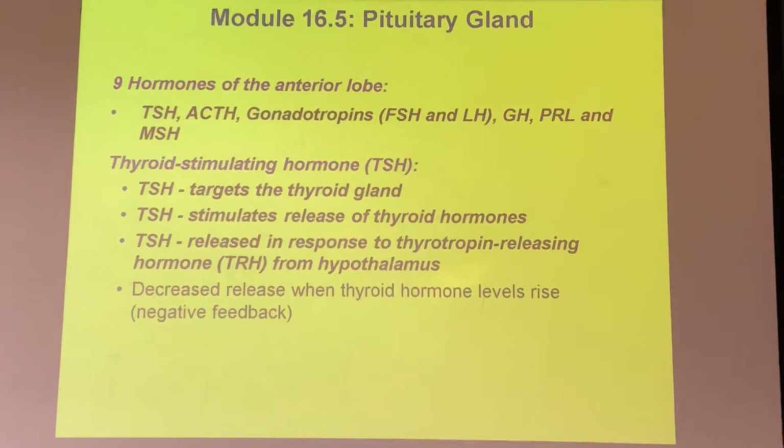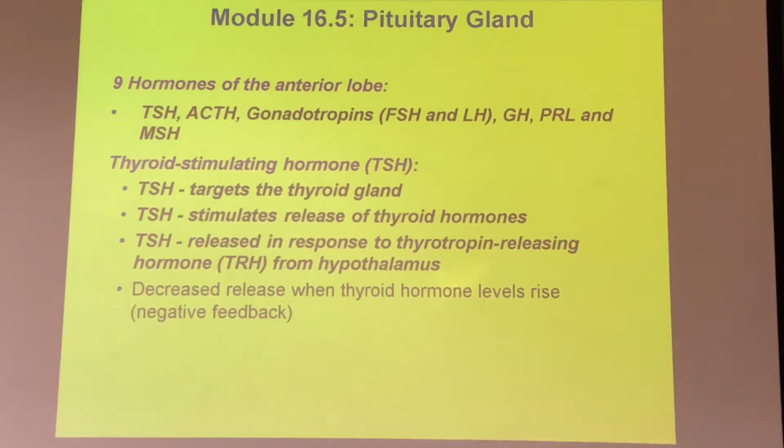They stimulate the release of thyroid hormone. So basically, our target is the thyroid gland, which should release thyroid hormones, and it is released in response to thyrotropin releasing hormone, or TRH, from the hypothalamus. I talked about how the hypothalamus has either releasing hormone or inhibiting hormone. So this is TRH, meaning thyrotropin releasing hormone. So they will be released in response to the thyrotropin releasing hormone.